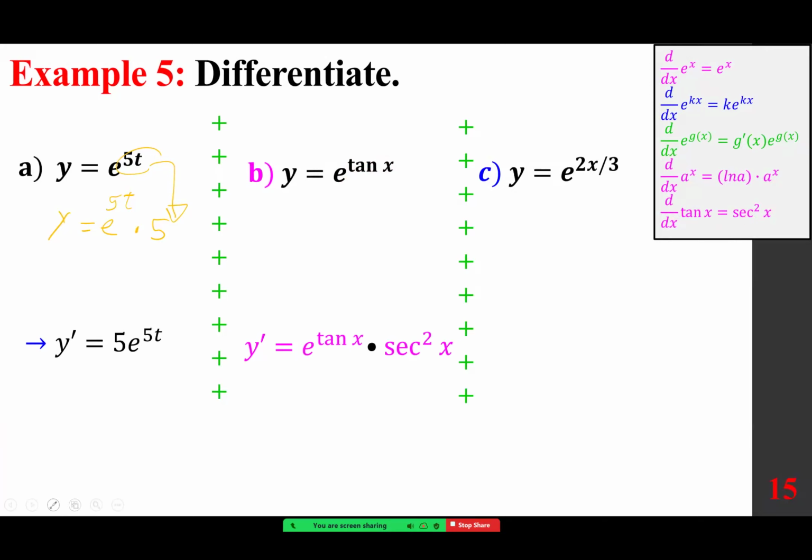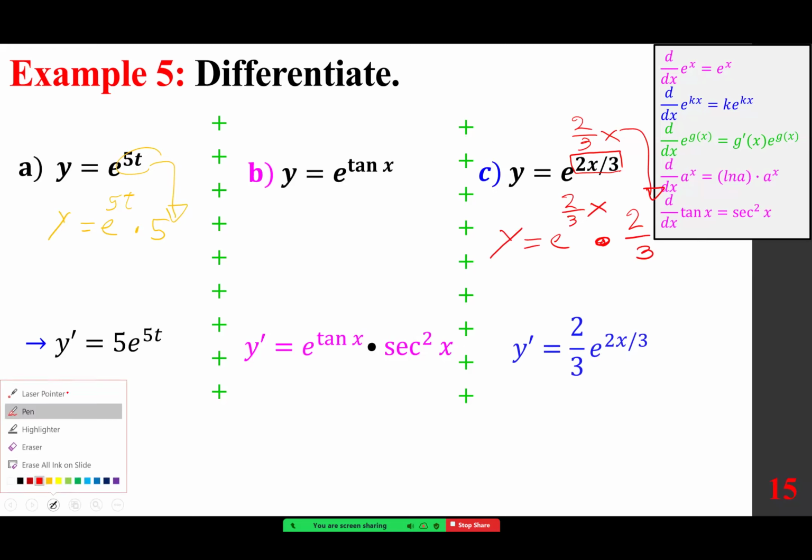To differentiate this, we should recognize we have the exponent as 2/3 times x. So the answer is itself, e to the power of 2/3 times x. And then the derivative of the exponent will give you 2/3. And you're going to put that in front. You're done. The only reason I rewrote this, I wanted to make sure everybody can see that the coefficient of x is 2/3.